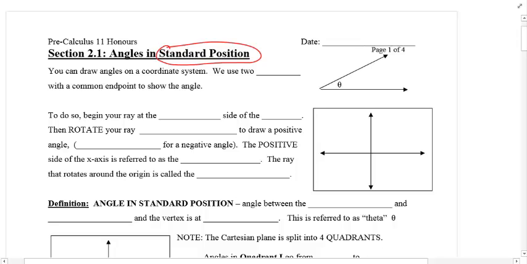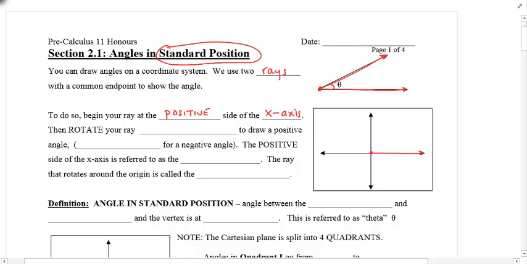And what we've done is we've been able to create angles and draw them on a coordinate system. Now to do so, we use two rays, and of course rays are just these lines like this, but there's an arrow only at one end. So we use two rays with a common endpoint, that's right here, to show the angle. So to do so, we want to begin our ray at the positive side of the x-axis. So when we're drawing angles in standard position, always start here.